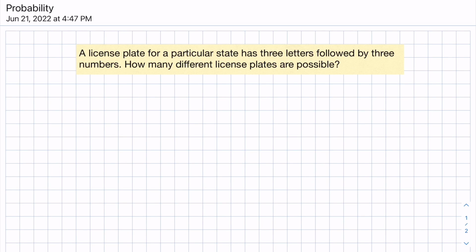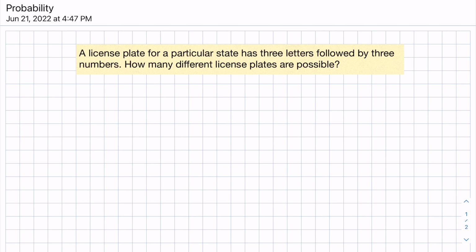Let's try a different problem. A license plate for a particular state has 3 letters followed by 3 numbers. How many different license plates are possible? If you would have blindly followed what we did in the last problem, you would say that since there are 3 letters and 3 numbers, shouldn't it just be 3 times 3? That's why you don't blindly follow things, because it's not 3 times 3.